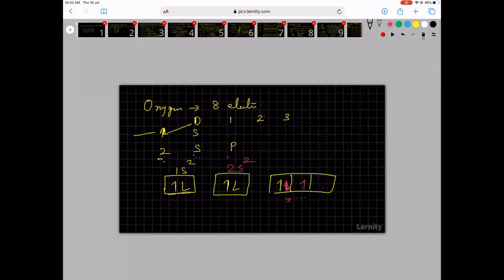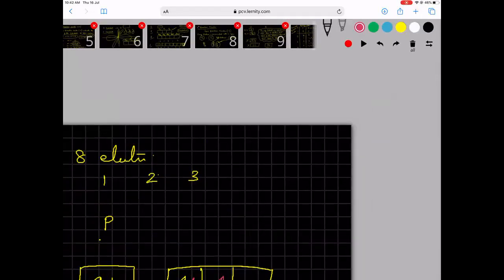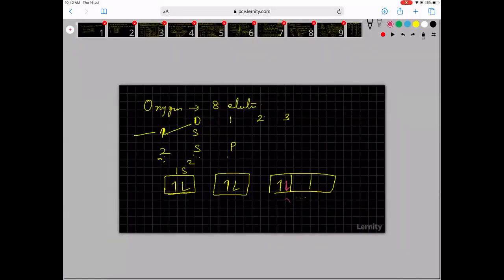So I have to put it in the correct color. So let me just remove the red. Yeah. So now the next electron is going to come here.